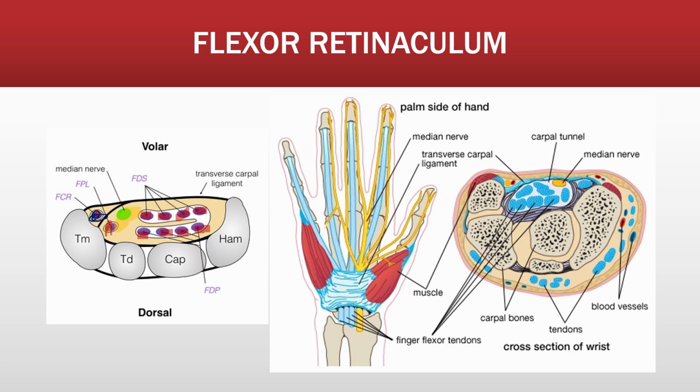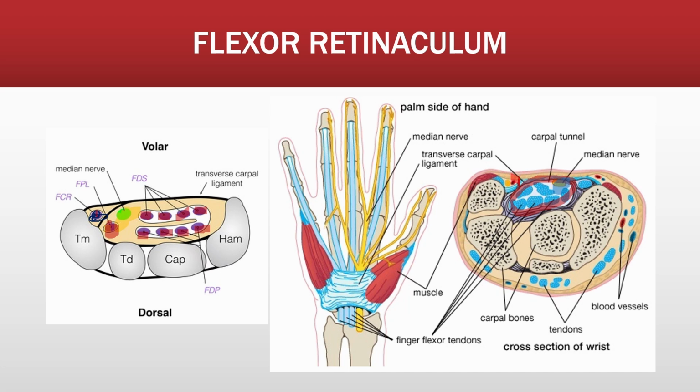Flexor digitorum profundus and flexor digitorum superficialis. So you can see the tendons of the flexor digitorum superficialis and flexor digitorum profundus passing through it. We have the median nerve passing deep to this carpal tunnel, and we have the flexor pollicis longus. Okay, so these are the tendons that pass through the carpal tunnel, and this is the tendon that passes through the volar tunnel, right?